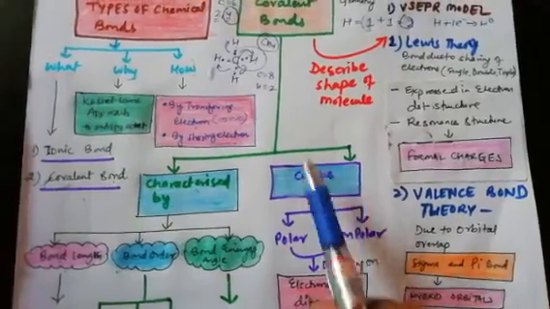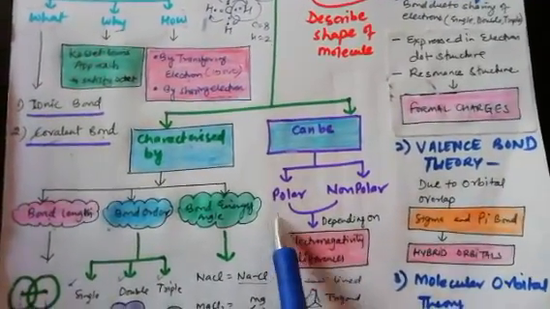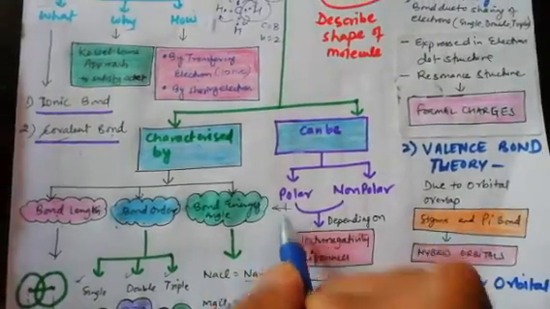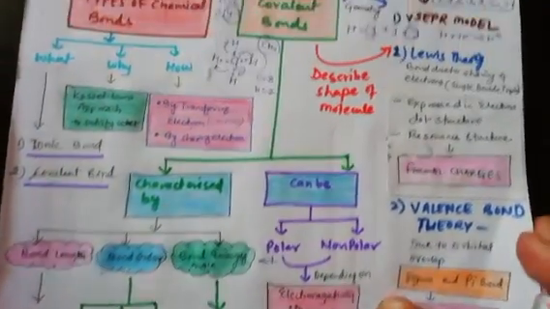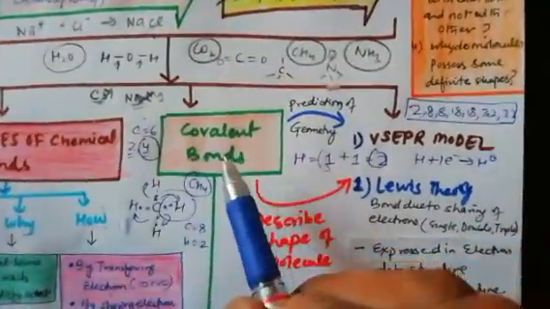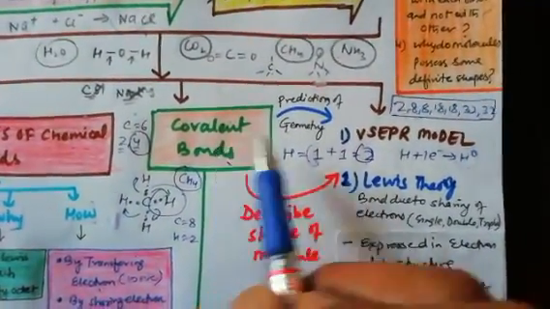Now covalent bond can be 2 types, polar or non-polar. Polar bond is where it is directional, like we are showing in this way. Non-polar, where there is no direction. It depends on electronegativity difference. Electronegativity means how much negative charge there is. So in covalent bond itself, with the help of covalent bond, we can predict the geometry.